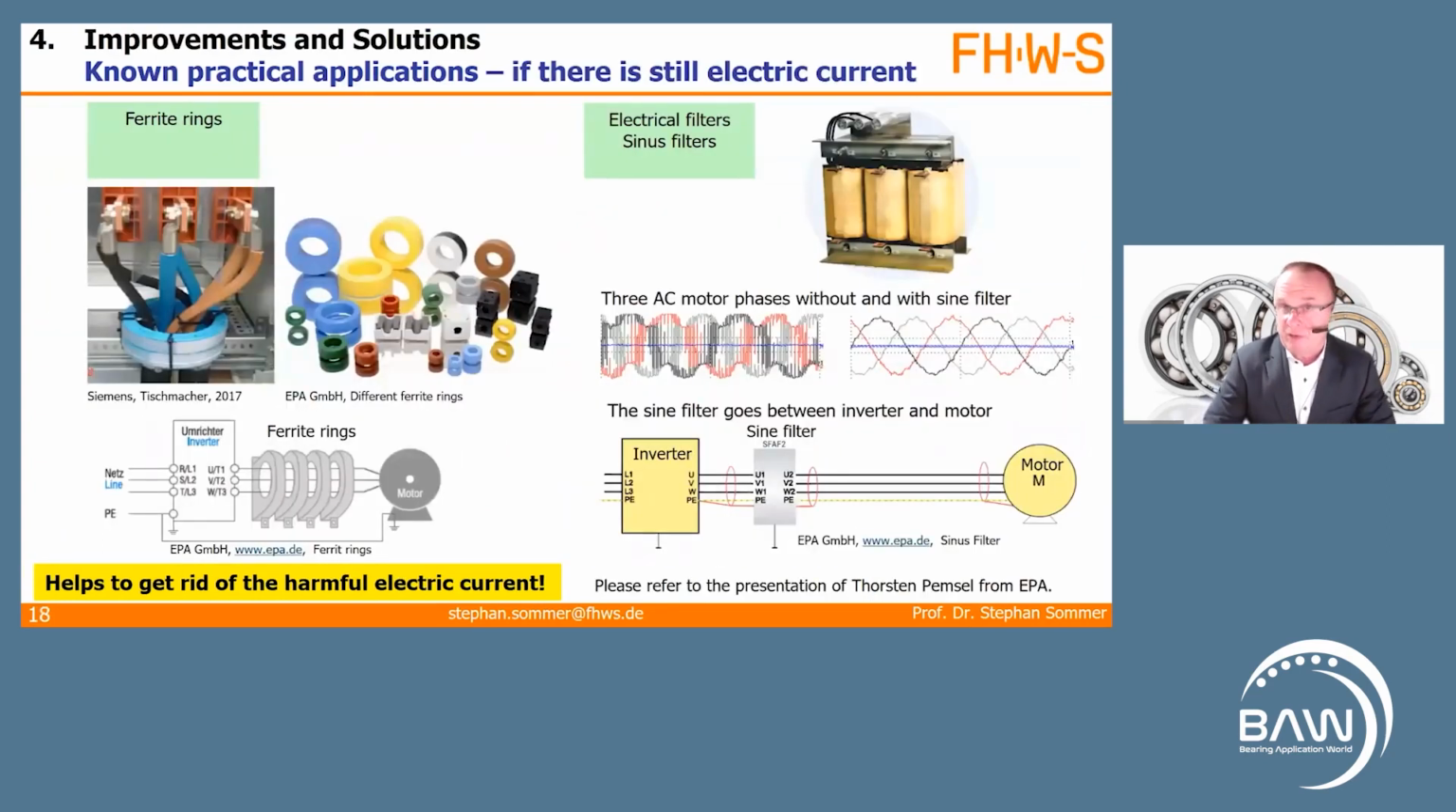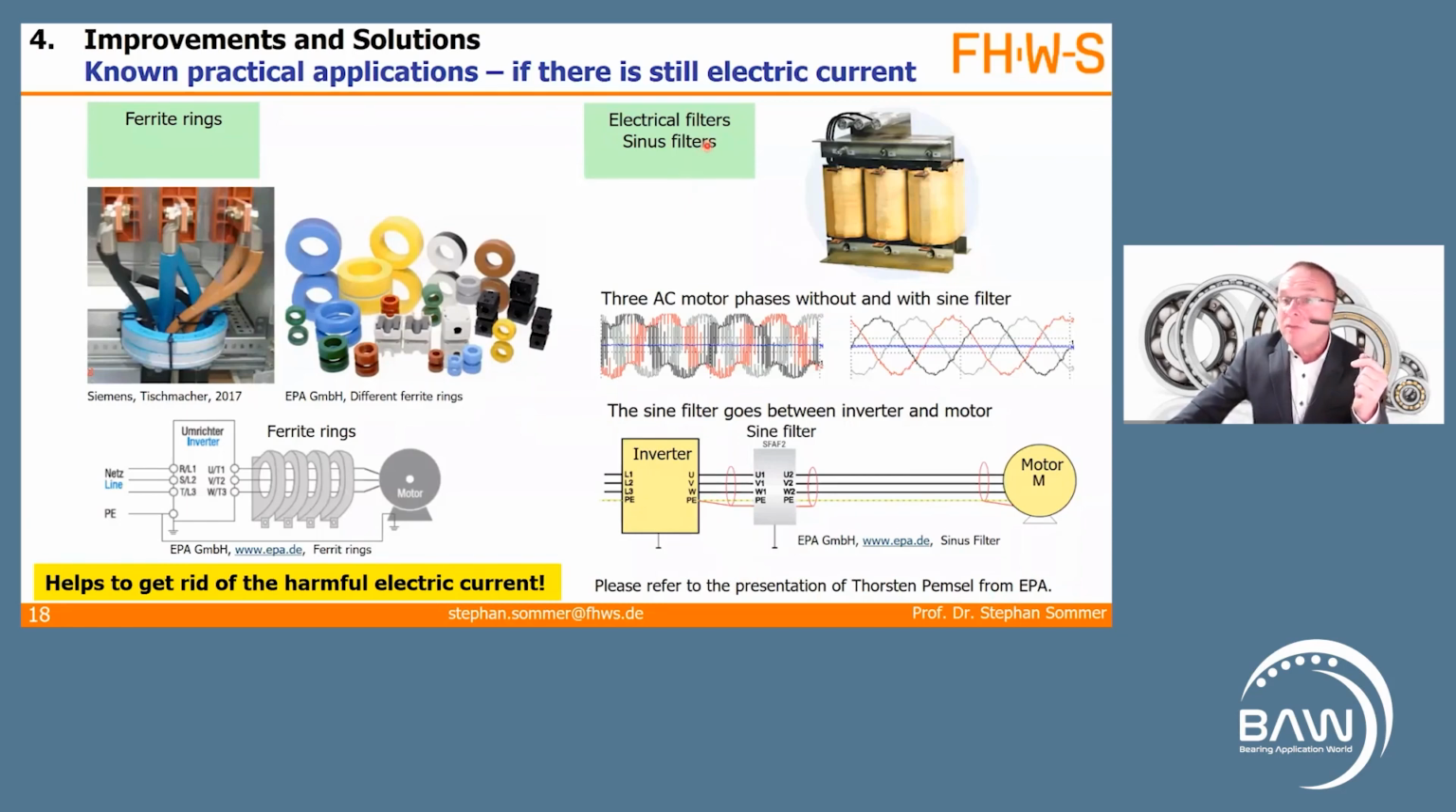If there is still electric current left, there are two more possibilities. First, Farad rings. Here is an example from Siemens, Mr. Tischmacher from 2017. It's a bundle of two Farad rings close to the inverter, because those Farad rings go between the inverter and the motor. Our partner EPA Systems, who is also in this bearing application world, offers a variety of Farad rings. Please also refer to the presentation of Thorsten Penzel from EPA.